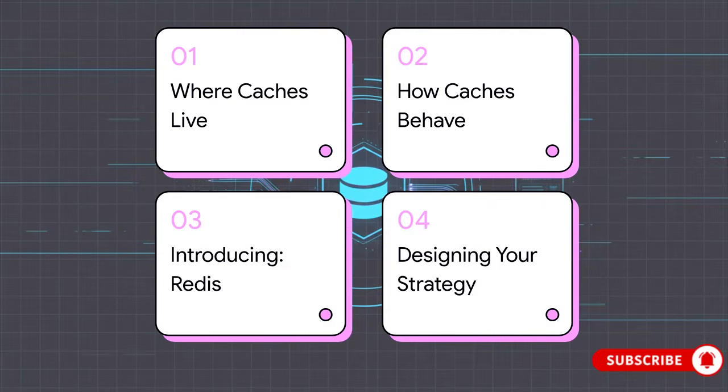So here's how we're going to break it down. First, we'll look at where caches actually fit into a system's architecture. Then we'll explore the two main ways they behave. We'll also look at a very popular real-world tool called Redis. And finally, we'll bring it all together to see how you can design a really smart caching strategy.